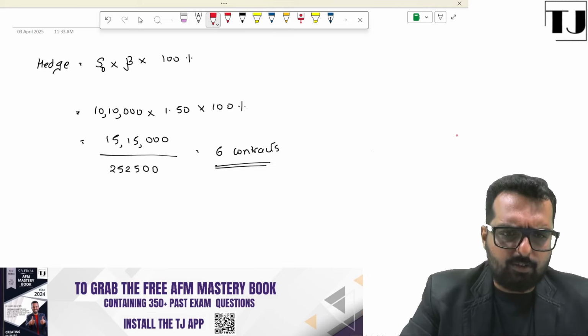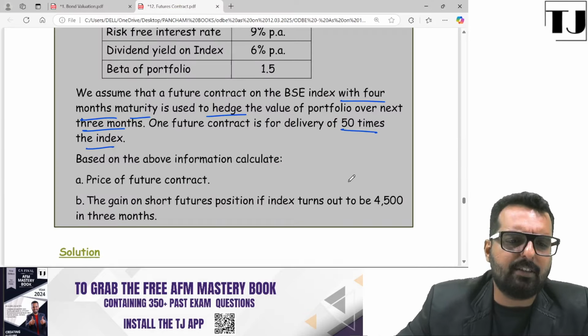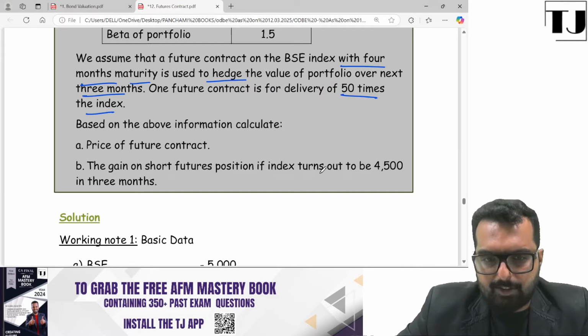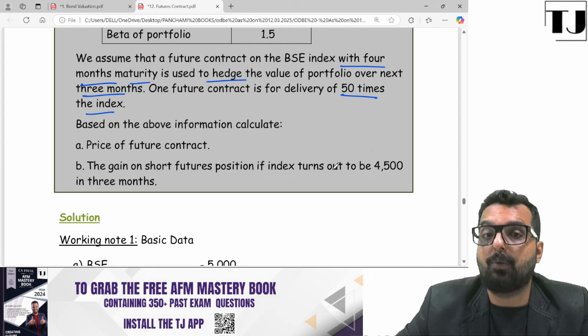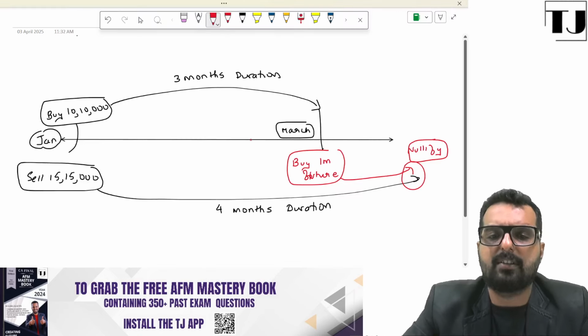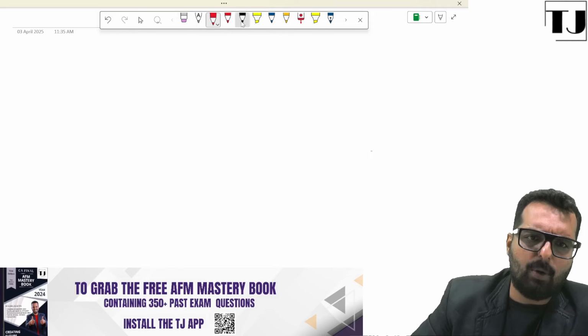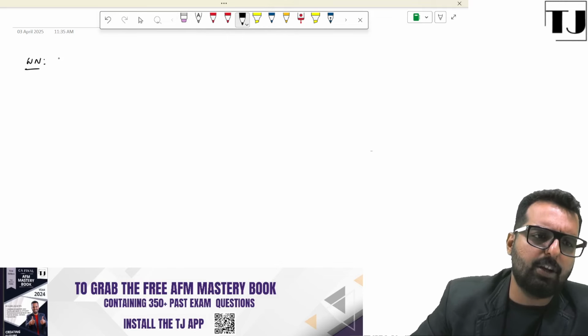Fine. So we got 6 contracts. Okay. So now what is the first question they are asking over here? They are asking if after 3 months the index turns out to be 4,500, what is the gain on the short selling position. Fine. Let's do one thing. First, we will go and find out what will be the theoretical future price.